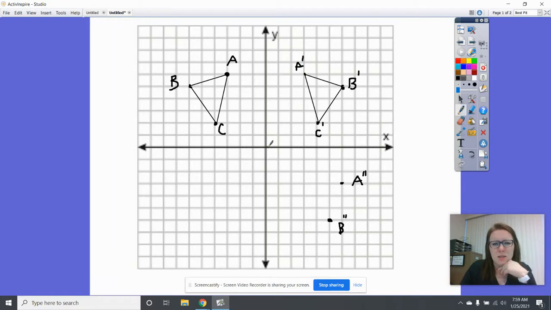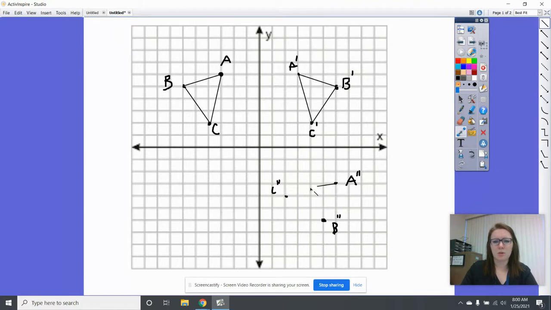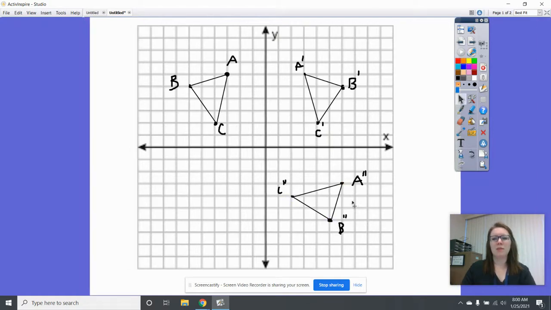Okay, and then C, I go 4 sideways and 2 up. So now I go 2 sideways and 4 down to get my C double prime. And of course, I can now connect the points to make my actual shape. And now this right here is my final answer. So if they only want me to put my final answer, then I have to erase all this and only draw this. So I went from triangle ABC to triangle A double prime, B double prime, C double prime.